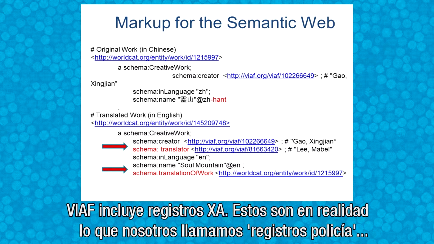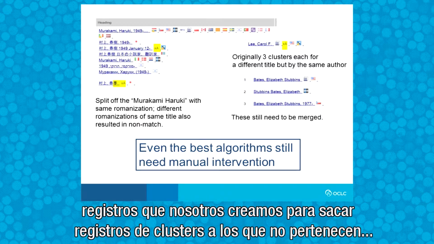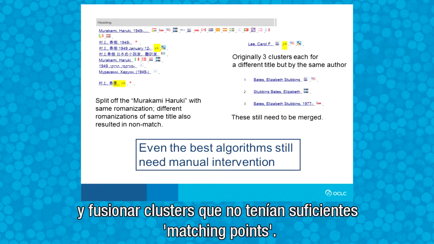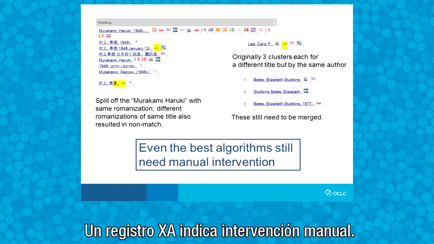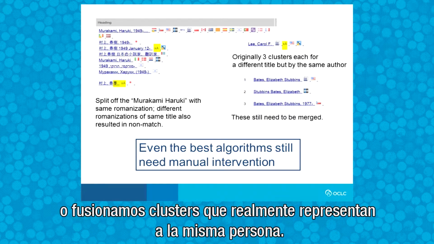VIAF includes XA records. Those are actually what we refer to as police records. They're records we create to force records out of clusters that don't belong and merge clusters that didn't have enough matching points. An XA record indicates manual intervention, where we manually split clusters that represent more than one person or merge clusters that really represent the same person.